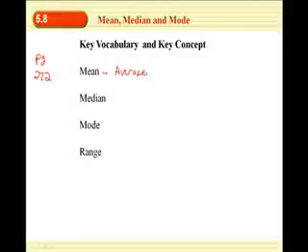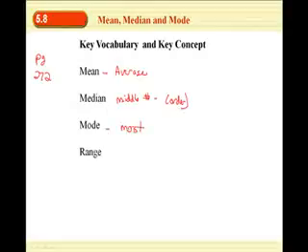So we'll kind of kill two birds with one stone. We'll do the key concept, and then it's also our vocabulary. The median is the number that's in the middle when the numbers are in order. So you need to make sure you put them in order first before you find the number in the middle. The mode is the number that happens the most, and there can be more than one.